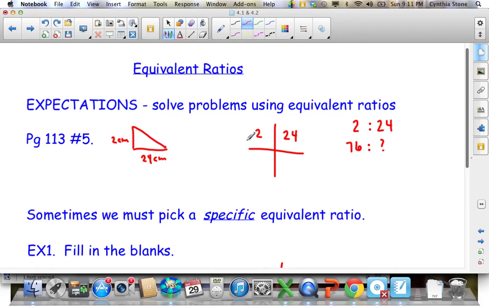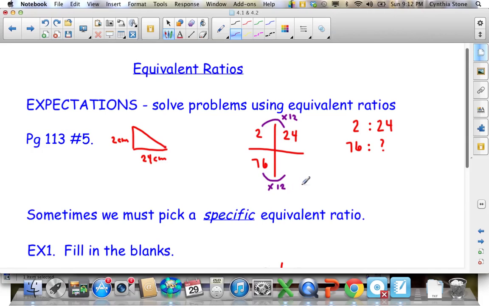A nice little strategy you can use with equivalent ratios is a little box like this, where you write a T, and then you write the first ratio, 2 and 24, right there, and then we'll write the second ratio underneath, 76, and we want to find out essentially what's in this box. So the way that you can do that is say 2 times 12 gives me 24. So I could figure out what this is by just multiplying by 12, same thing.